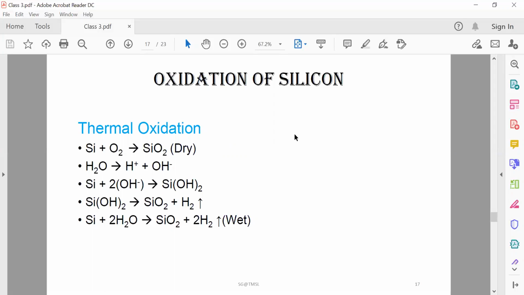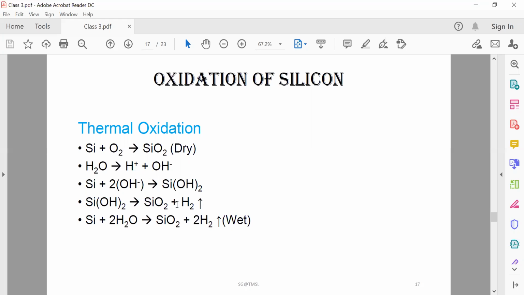Okay. So first, silicon and oxygen create silicon dioxide, which is formed using the dry oxidation method. Then the H2O is divided into H plus and OH minus. This OH minus reacts again with silicon, and it forms Si(OH)2. This Si(OH)2 again decomposes and forms silicon dioxide plus H2.